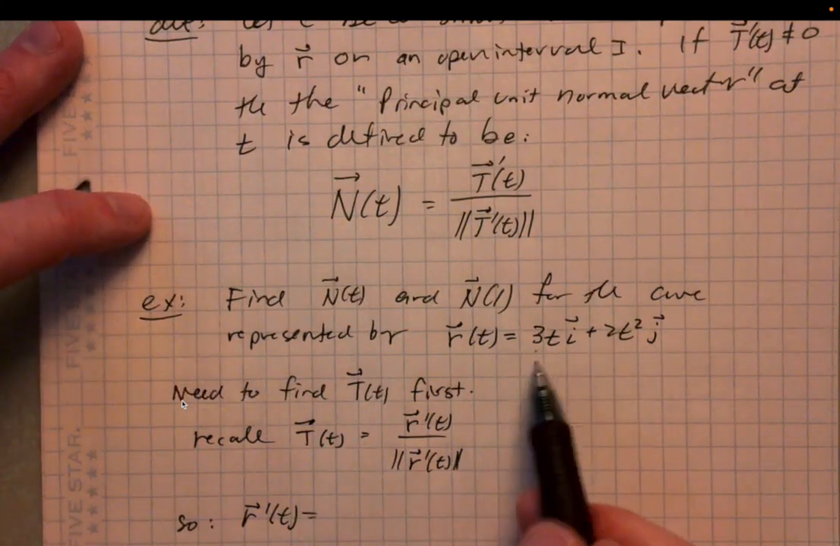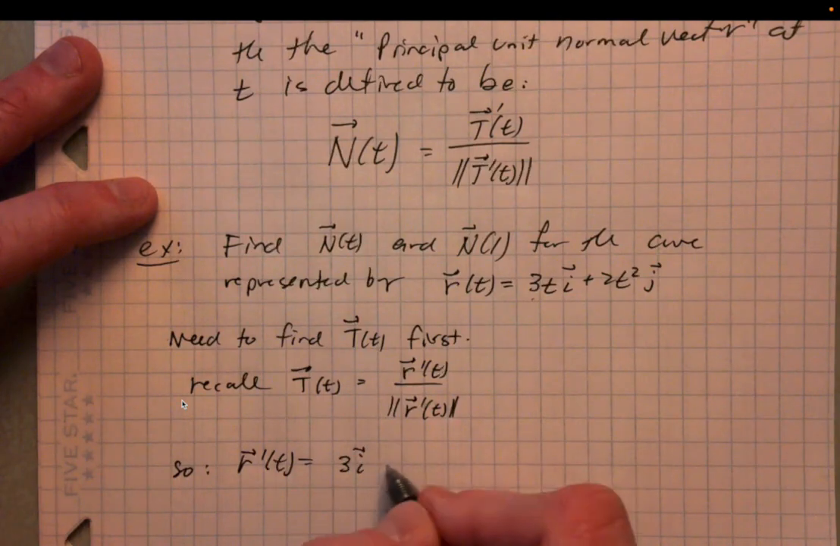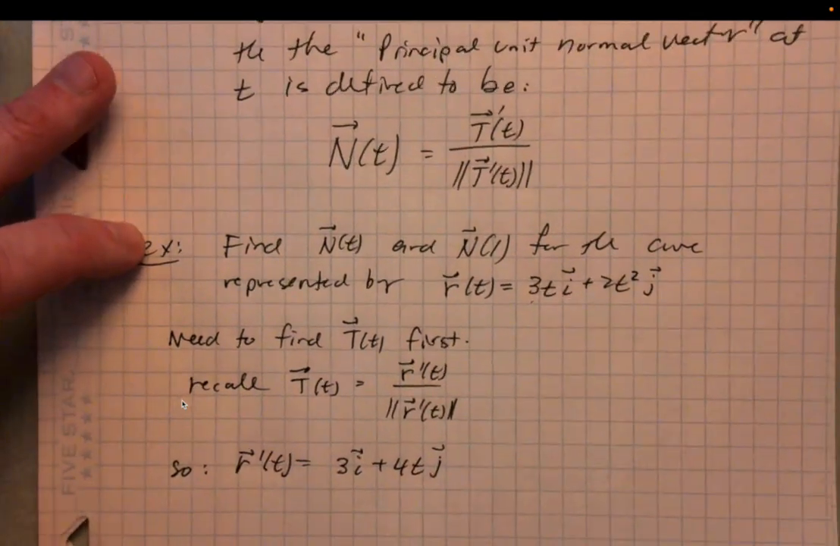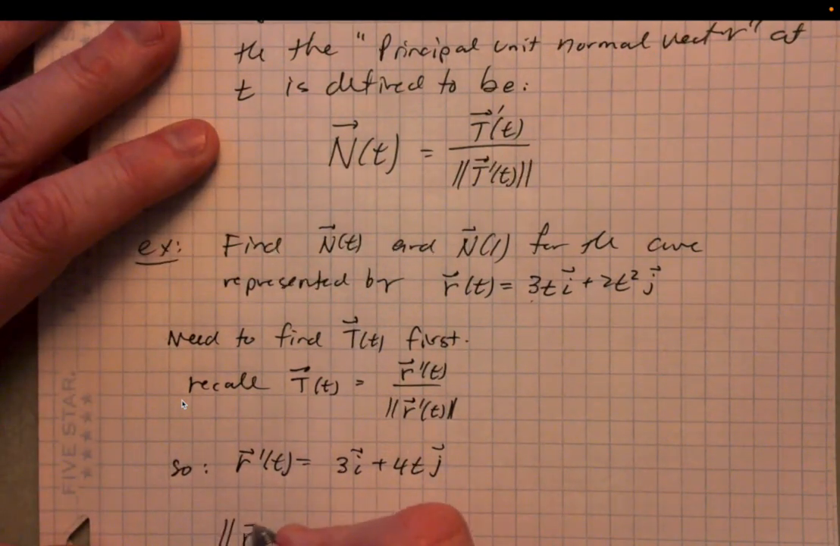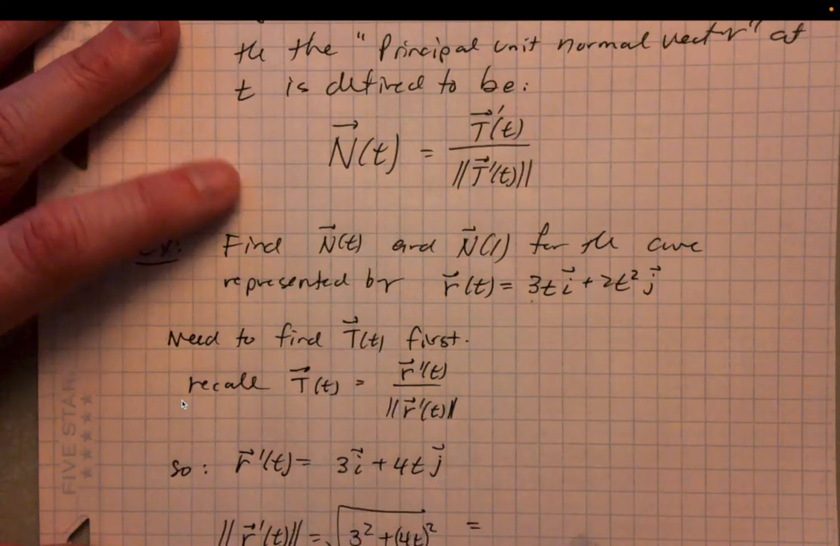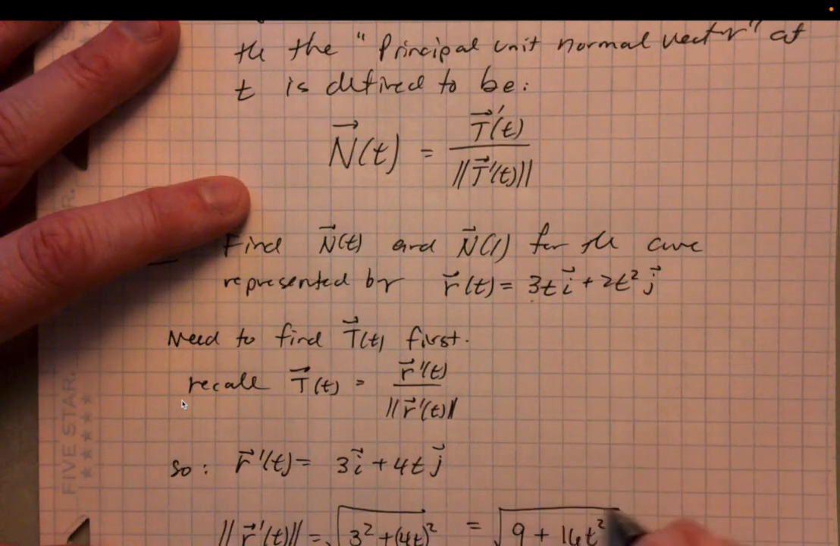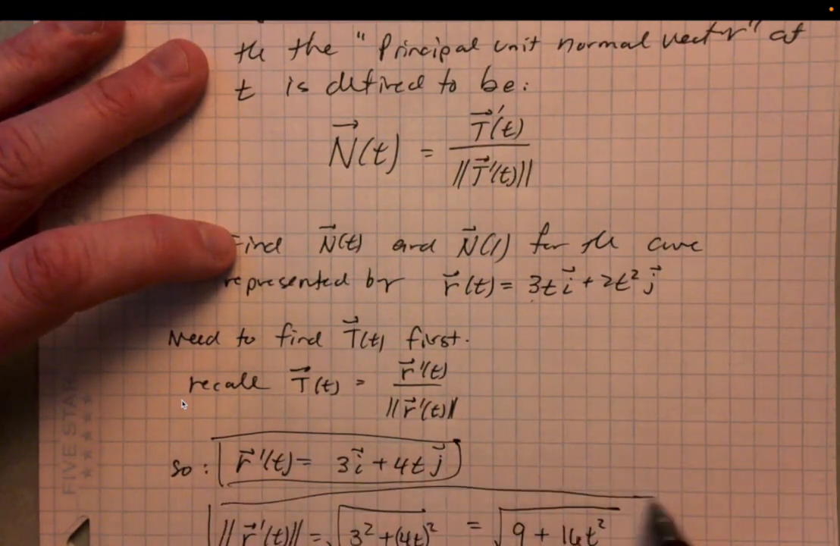And that's very simple here, right? Because it's just 3i plus 4tj. Okay. And the norm there is just going to be, what, the square root of 3 squared plus 4t squared. And so we get the square root of 9 plus 16t squared. Okay, so we've got these two pieces here.